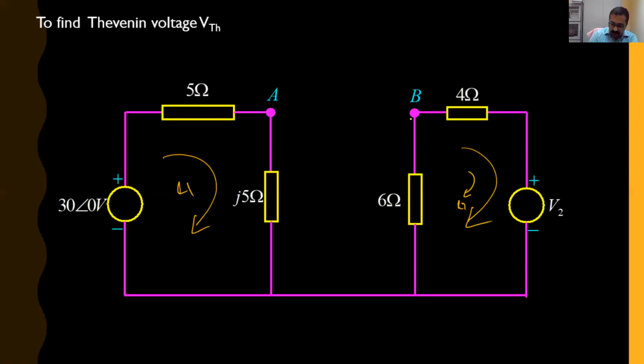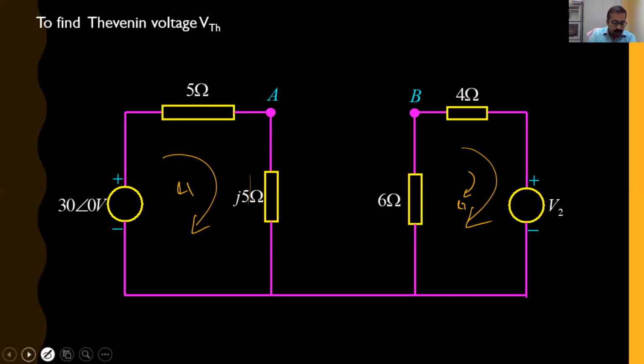If you move from B to A, from B 6 ohm and J5, so you have to find the potential across 6 ohm and the potential across J5 ohm. Will there be a potential across 6 ohm and J5 ohm? There will be. Why? Because this is a part of the loop to which a voltage source is connected. J5 ohm is part of a loop to which 30 angle 0 volt is connected. So there will be a current flowing through this and hence there will be a potential. So we have to first find what is the current.